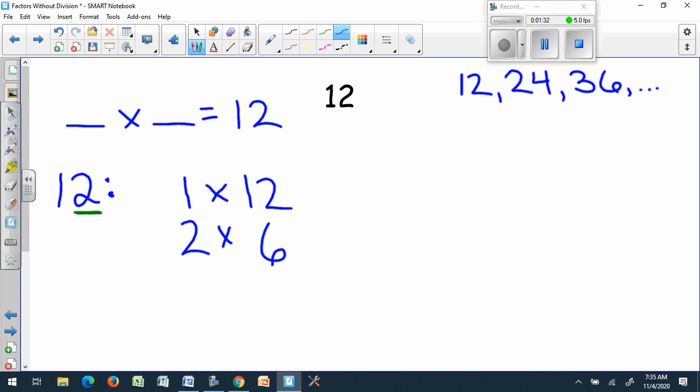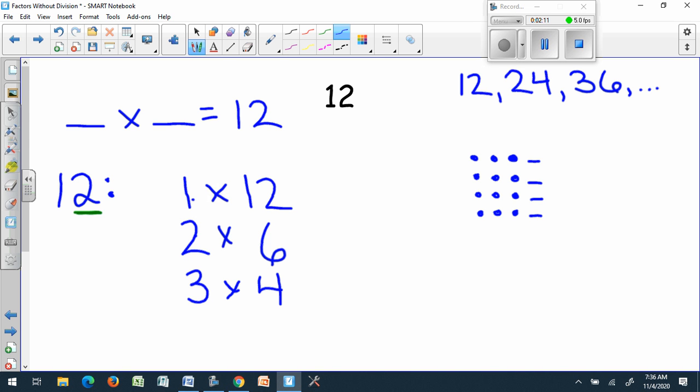Now, I like to go in order because that will help me make sure I don't miss any numbers. So if I start with 1 and then I go to 2, I know my next number is 3. And I think to myself, is 3 a factor of 12? Well, yes, because if I took things and put them into 3 equal groups and I counted to 12, I know that I can have 4 in each group. So 3 and 4 are both factors of 12.